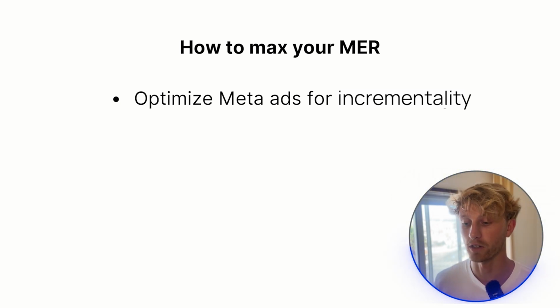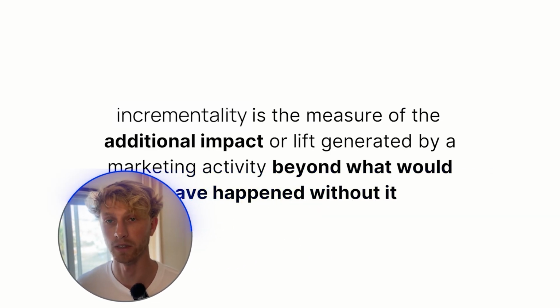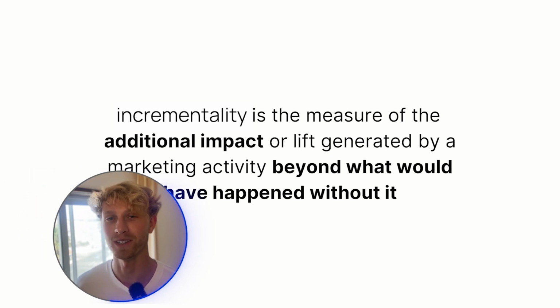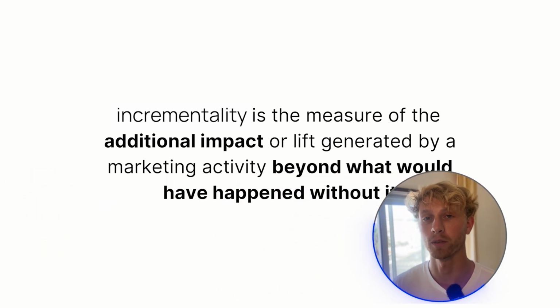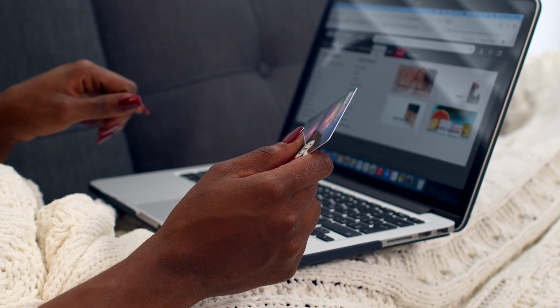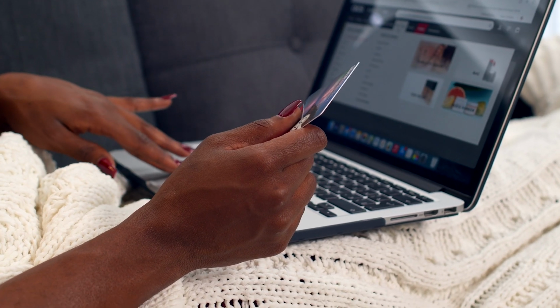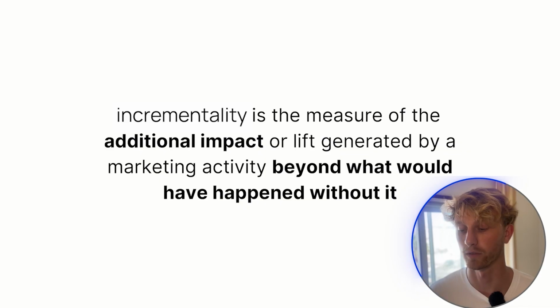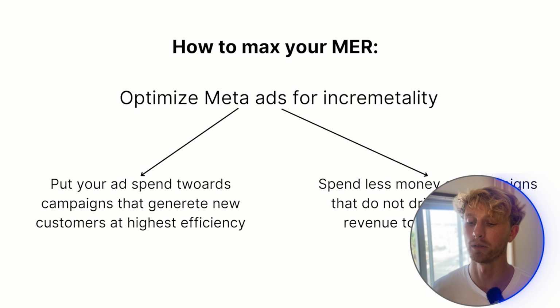You need to optimize your Meta ads for incrementality. Incrementality is a little bit of a complex word, but it basically means the measure of an additional impact or lift generated by a marketing activity beyond what would have happened without it. Just to put this into simple words, you want to optimize your ad spend towards ads that need to be shown to people to get them to convert. If they did not see the ad, they would not have gone in and converted to a customer for your business.